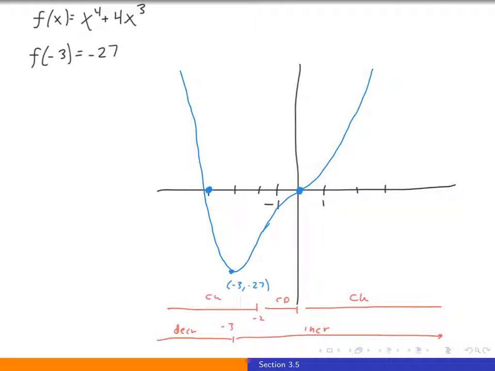So here is a fairly accurate sketch of what the graph of our function will look like. Notice that in this case, because of the values that we are dealing with, the x and the y axes do not have the same scale. So I've labeled and indicated exactly what each dash on the x-axis represents, but I've labeled the point minus 3, minus 27 to show that the scale is not the same.